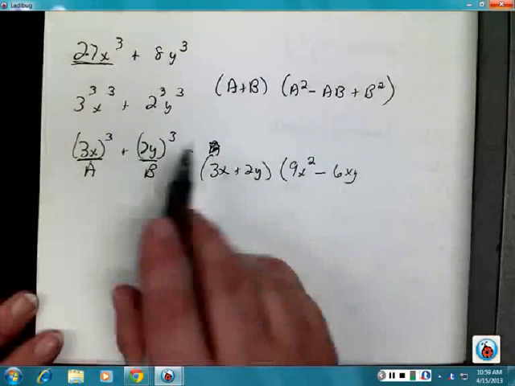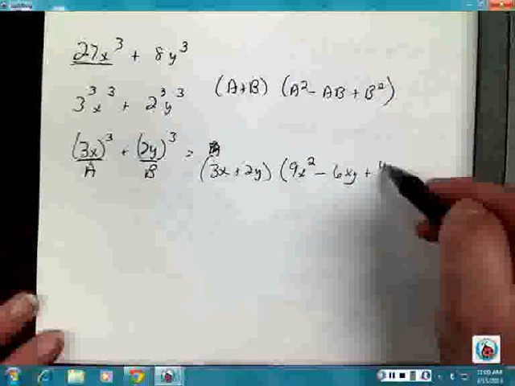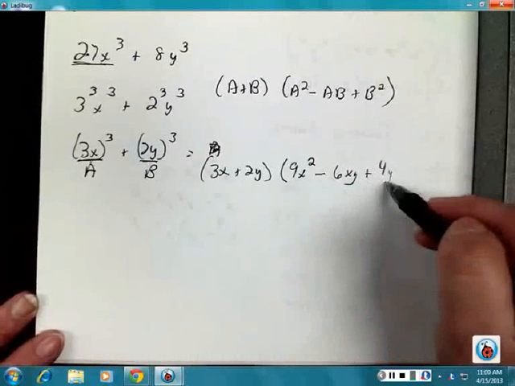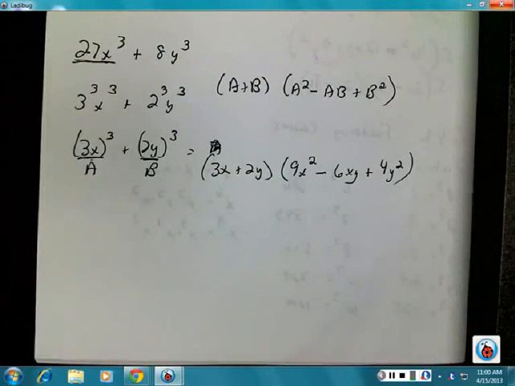And then finally, square my b. 2 times 2 is 4. y times y is y squared. And I am done. I think the hardest part with these is getting the bases. Figuring out what you have in your base values coming out of these. Let's take a look at another one.